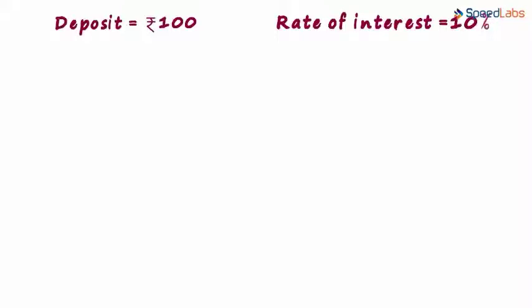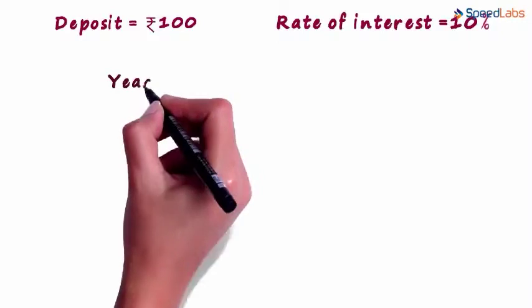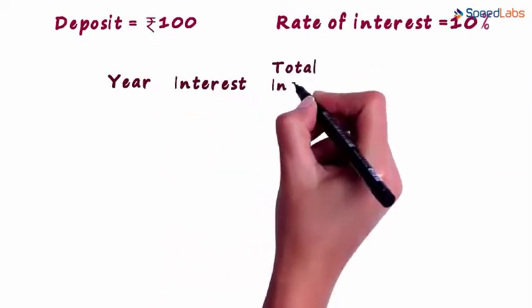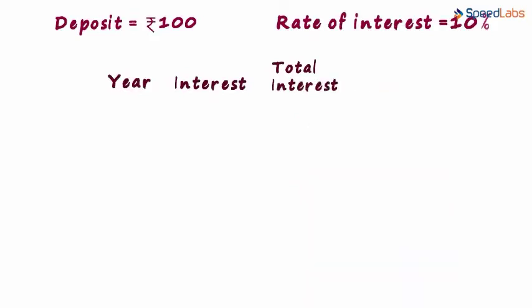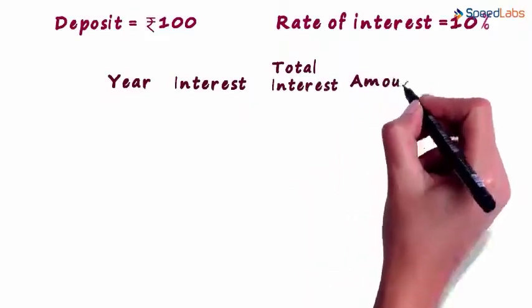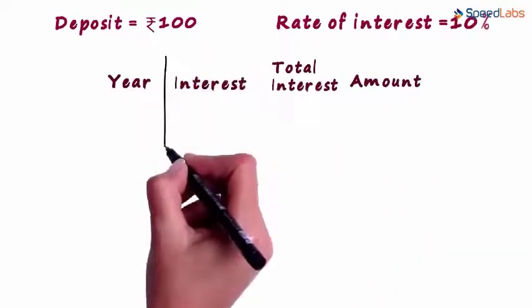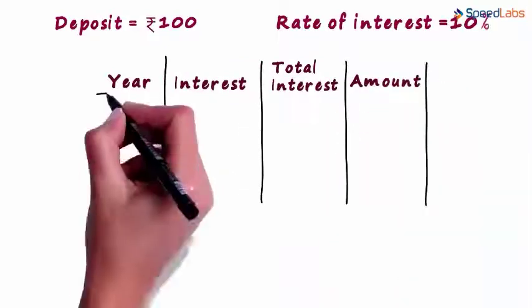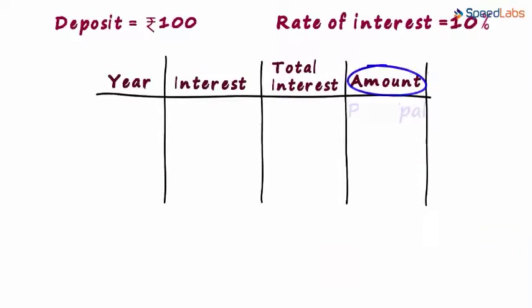Let's make 3 columns: the year, the interest, and the total interest at the end of the year. Let's also make a column for the amount for each year. So we have 4 columns now. And remember, the amount is the sum of the principal and the interest. The principal in this case will be the deposit amount, which is 100 rupees.